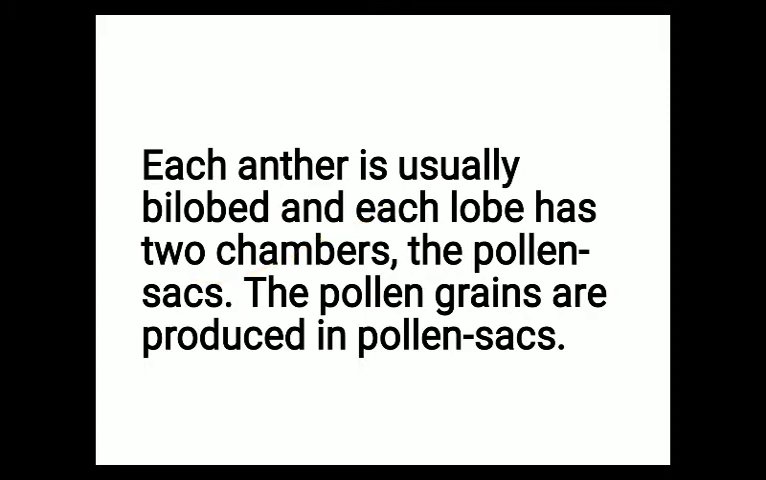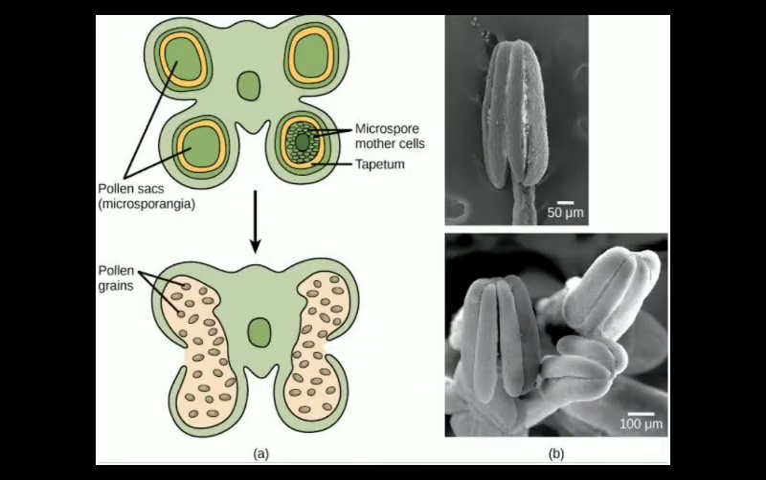Each lobe of the anther possesses two chambers, and within these chambers sac-like structures are present, which are known as pollen sacs, and inside the pollen sacs the pollen grains remain present. So this is the diagram of a transverse section of anther. If we cut a transverse section of the anther, we can clearly observe that the anther is a bilobed structure. In this diagram you can see that this is one lobe and this is the other lobe.